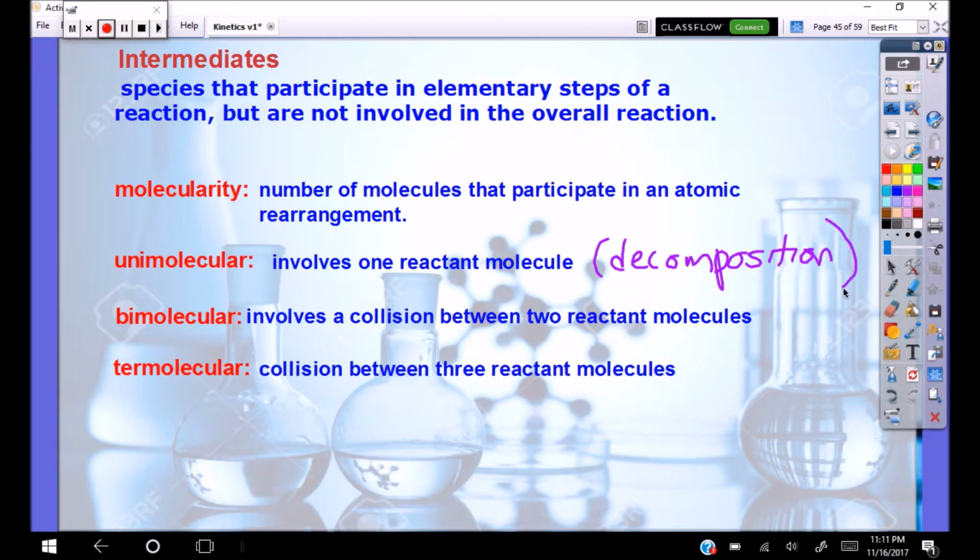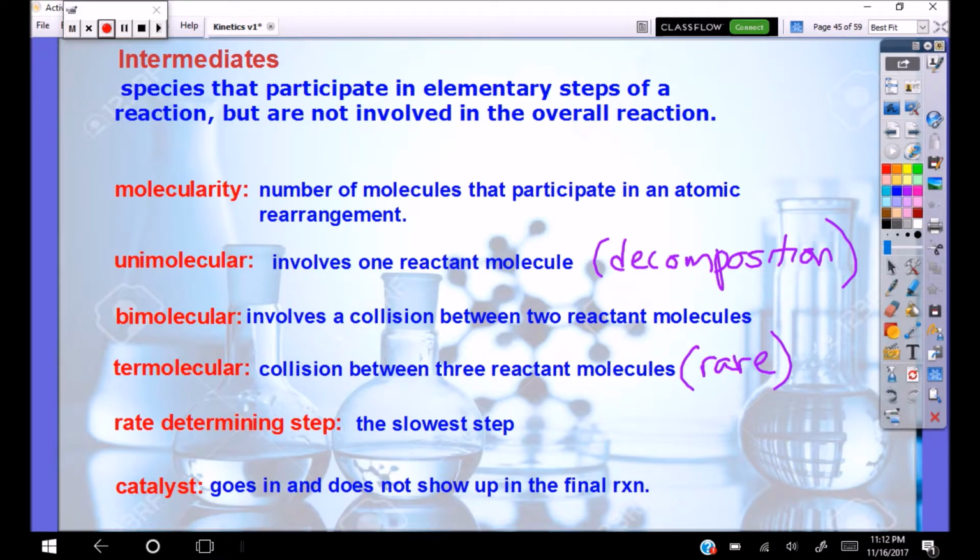With bimolecular, this is a collision between two reactant molecules. The orientation matters. We'll talk about that a little bit more in the next lecture. And then there is one with three reactant molecules. It's termolecular, but this is pretty rare. We don't see this very often. The rate determining step is the slowest step. That's what I mentioned on the slide before. And we have a catalyst, which goes in and does not show up in the final reaction. If you need to pause for a moment to write down the vocabulary, please do.